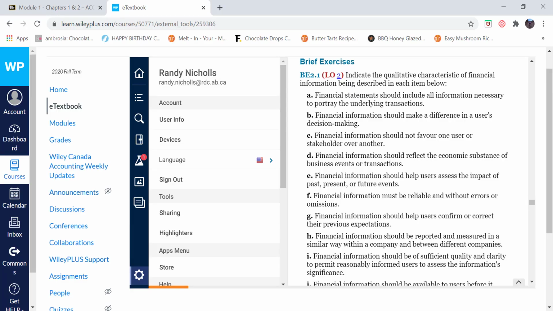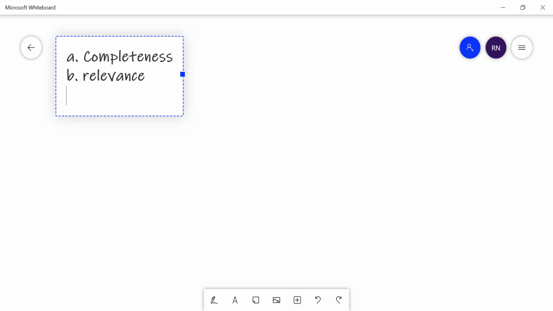Financial information should not favor one user or stakeholder over another. And the term we use there is it should be neutral. Okay? You shouldn't be creating financial information to meet the needs of a particular user. You should be generating financial information that is the best information.